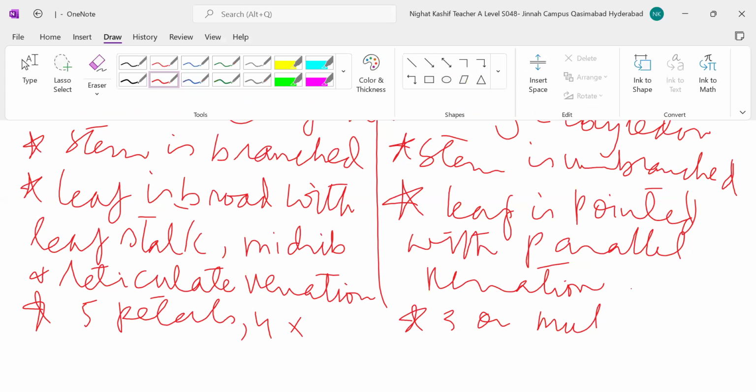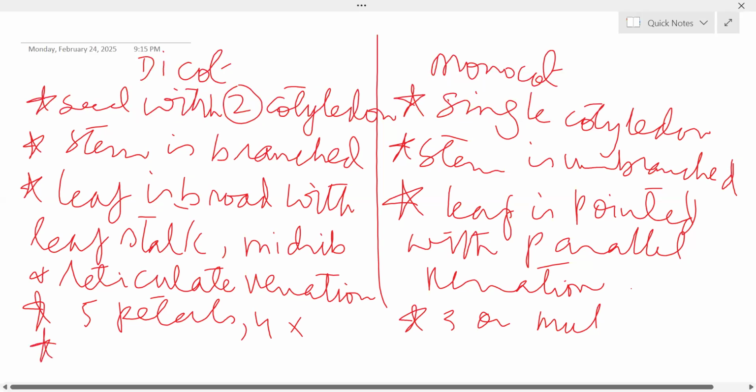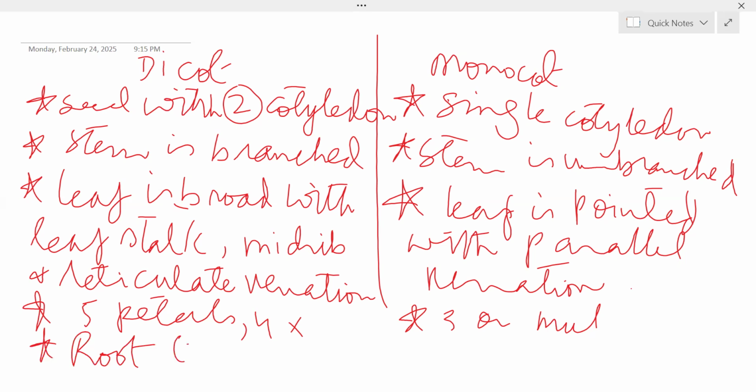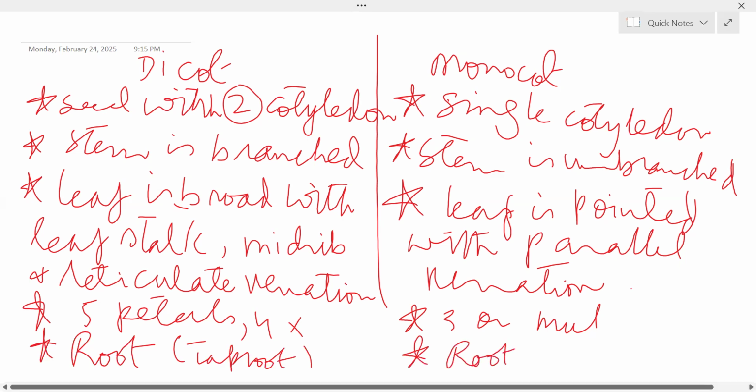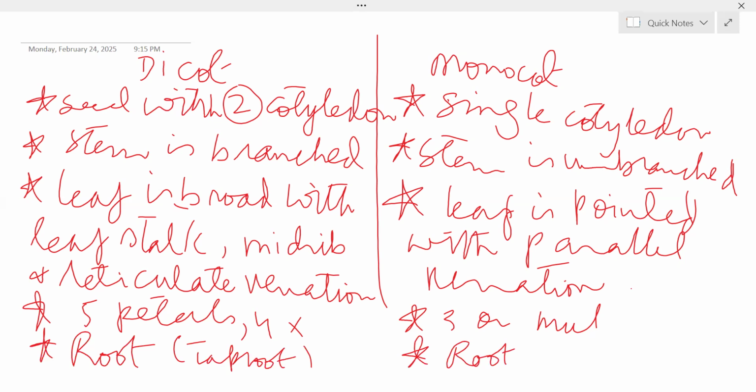In the dicot, the root is thick and it has a proper taproot system. It arises from the radicle and it is called the taproot. But in the monocot, the root is fibrous and has a very thin structure. The roots are not very deep inside the soil, and this is called adventitious root.